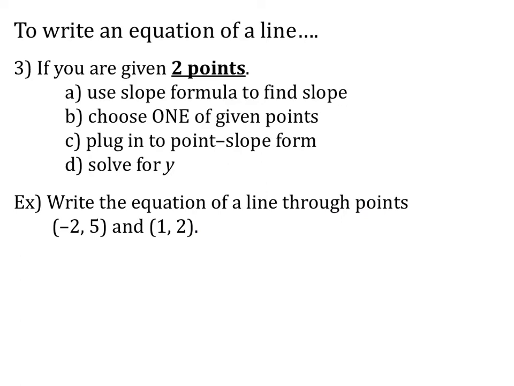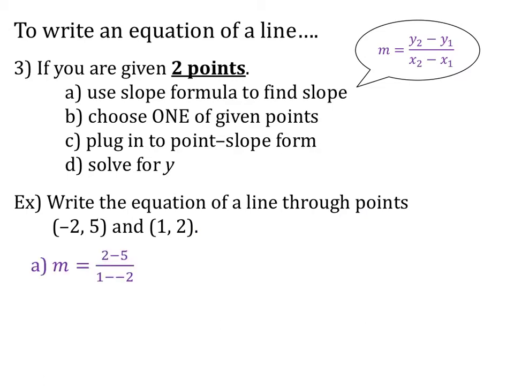So first, you need to find your slope, and you do this using your slope formula. Next, you'll choose one of your given points and use that point with your slope and plug into point-slope formula. And then last, you'll solve for y. Let's look at this example. Write the equation of a line through the points (-2, 5) and (1, 2).